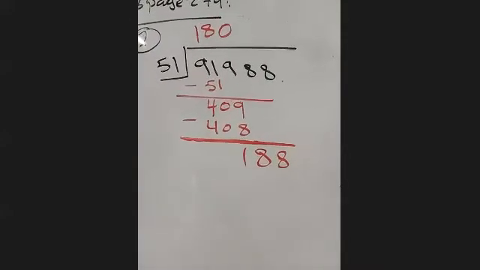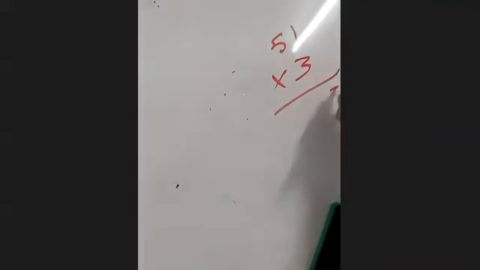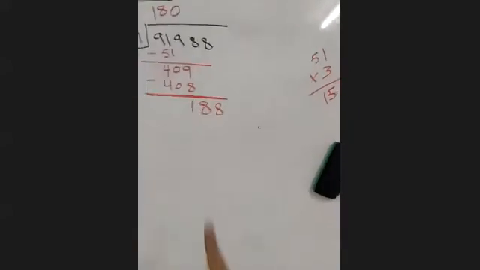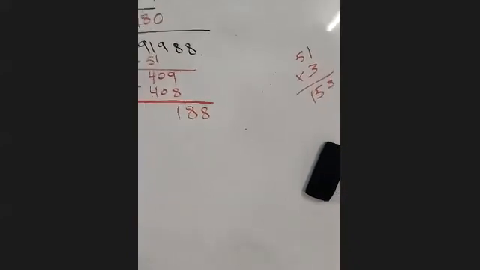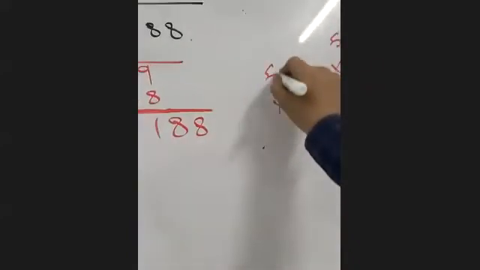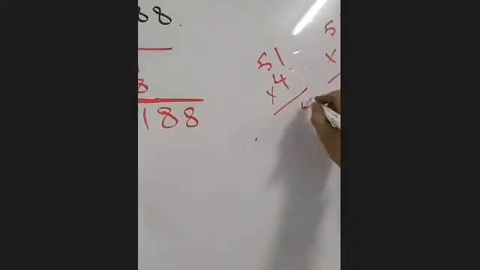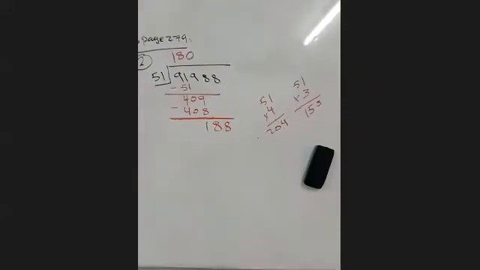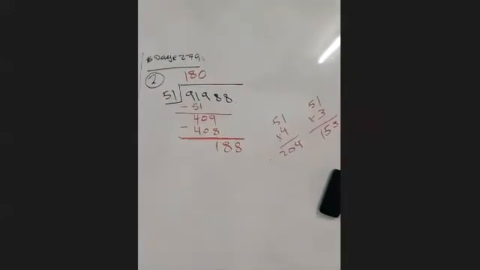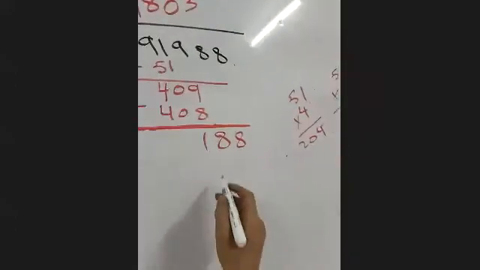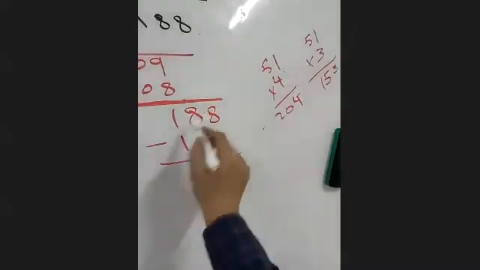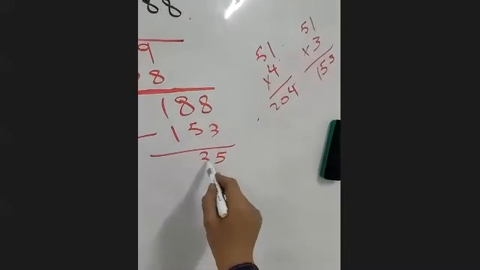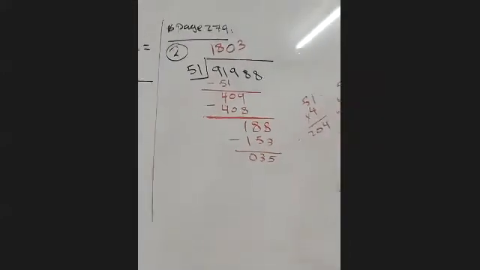Try 3. 3 by 51, 153. 188. So try 4. 4 by 51, 204. 188. So 3. 3 by 51, 153. Subtract 8 minus 3, 5. 8 minus 5, 3. 1 minus 1, 0. We finish.